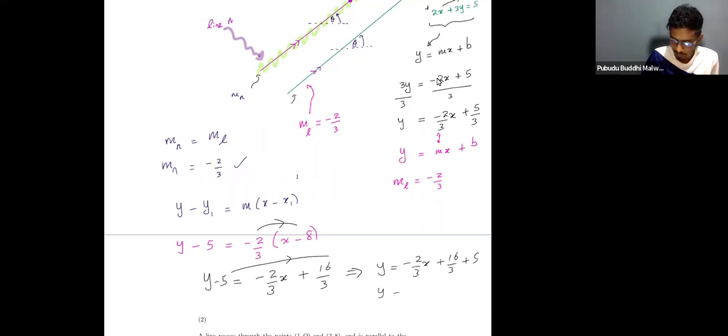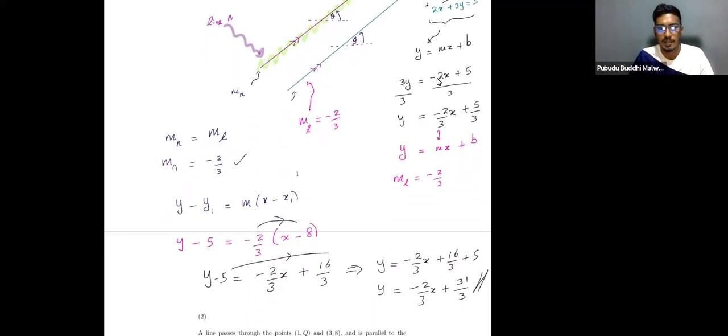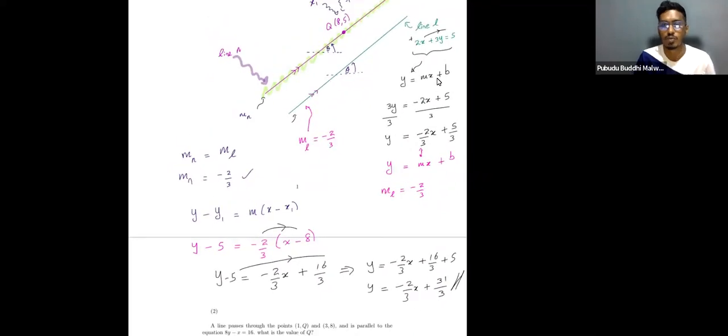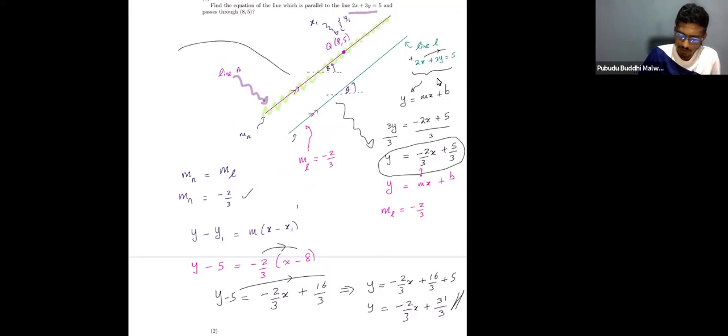Add these two, 15 plus 16, because 3 is the common denominator, 31 over 3. There's another method. I'll explain that separately, but here we use the point slope form. Now observe these two equations. Equation of this line, y equals minus 2 over 3 x plus 5 over 3. This one, y equals minus 2 over 3 x plus 31 over 3.